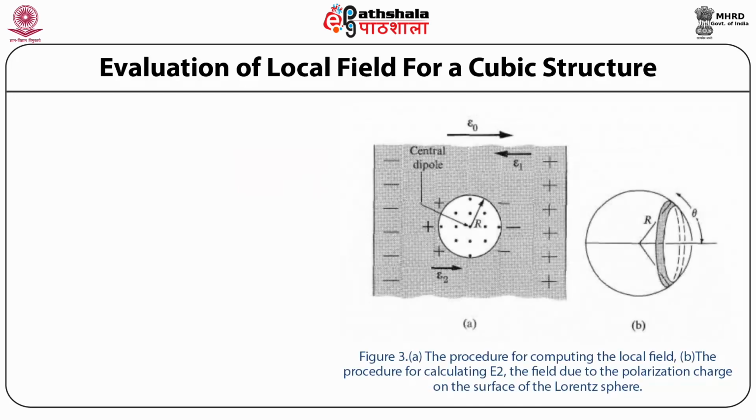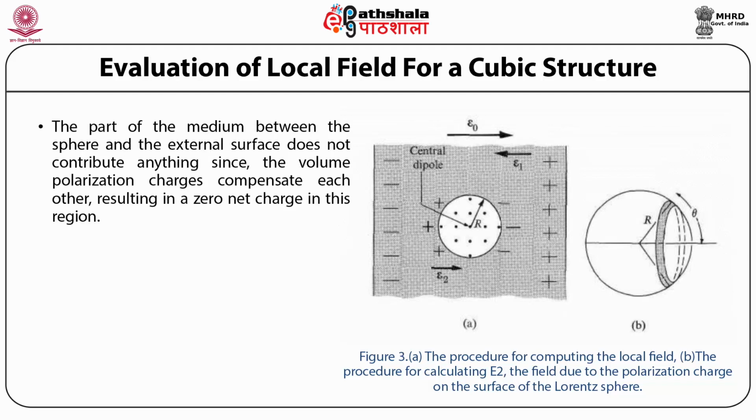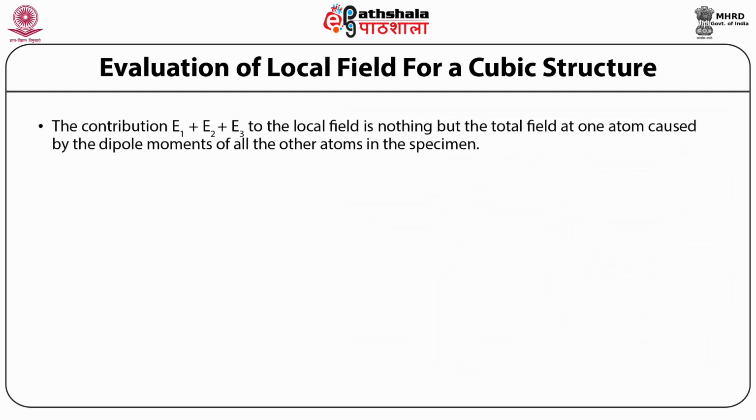Figure 3a represents the procedure for computing the local field, and figure 3b the procedure for calculating E2, the field due to the polarization charge on the surface of the Lorentz sphere. Note that the part of the medium between the sphere and the external surface does not contribute anything, since the volume polarization charges compensate each other, resulting in a zero net charge in this region. The contribution E1 plus E2 plus E3 to the local field is nothing but the local field at one atom caused by the dipole moments of all the other atoms in the specimen.